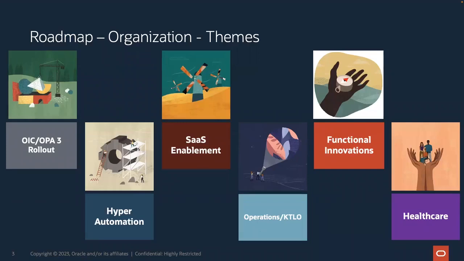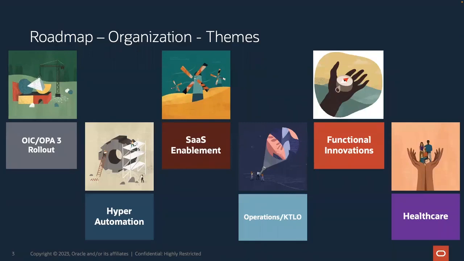So within our roadmap, we organize it around a number of themes. So the first theme is OIC and OPA3 rollout. So this is what we're doing to help customers upgrade from Gen 2 to Gen 3, what we're doing to make sure that we have parity and full backwards compatibility with Gen 2.